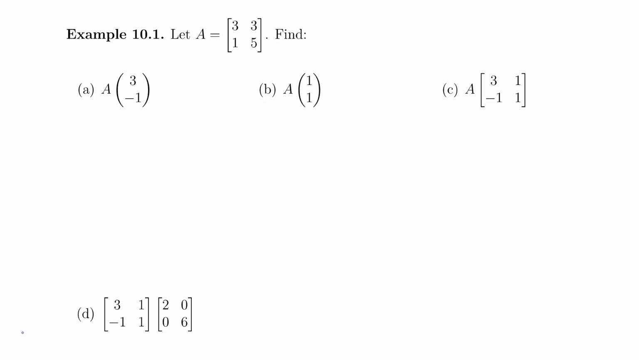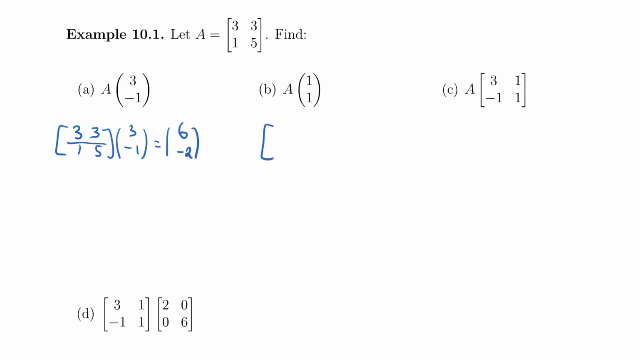So apparently this example just asks us to multiply things, so this should not be hard. My A is [[3,1],[3,5]]. I want to multiply this by (3, -1). Let's see what we get. 3 times 3 minus 3 times 1, so that's a 6. And then 3 minus 5, so that's going to be negative 2, so I get (6, -2) here.